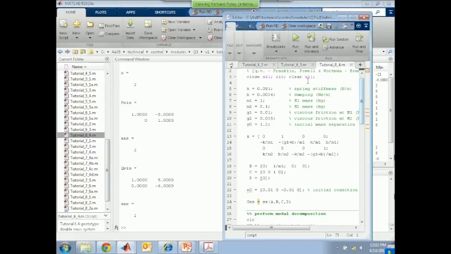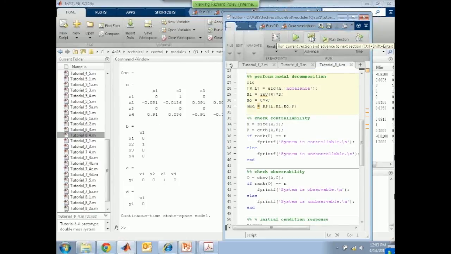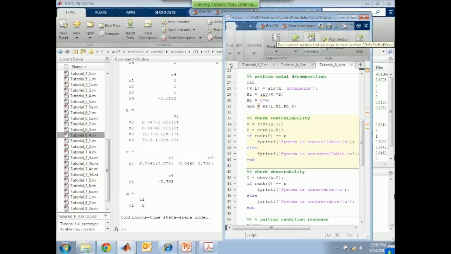Okay, here we go. So we're doing nothing very, and I've corrected it in the script. Here we're creating the model and using the SS function to create the state space model. There it is. And now what I'm going to do is perform a modal decomposition on this, just as I've done before, and we'll see what the modal form looks like.